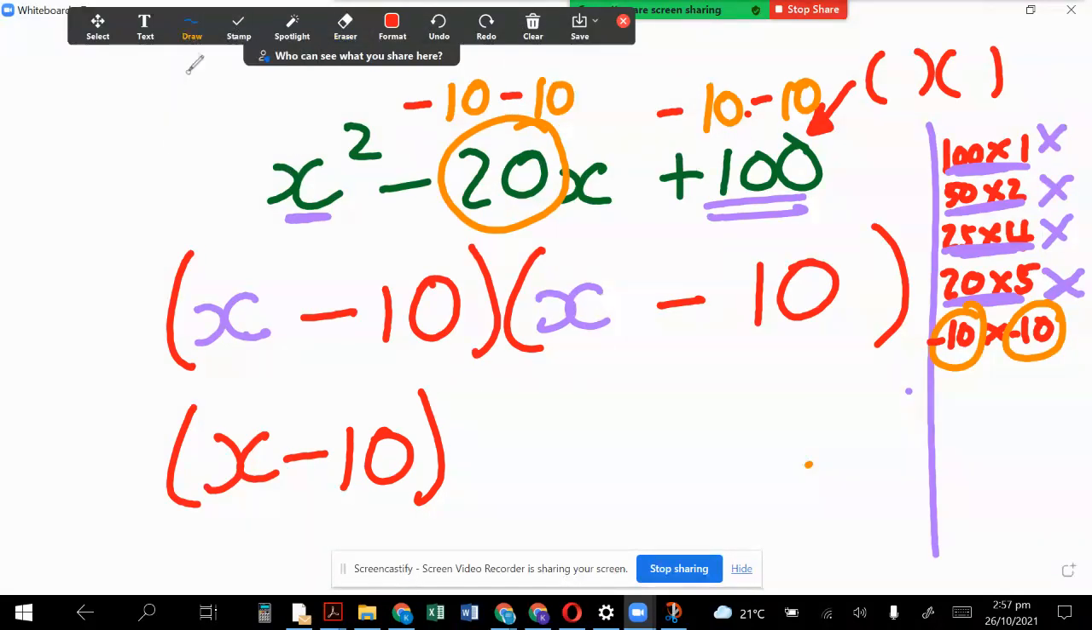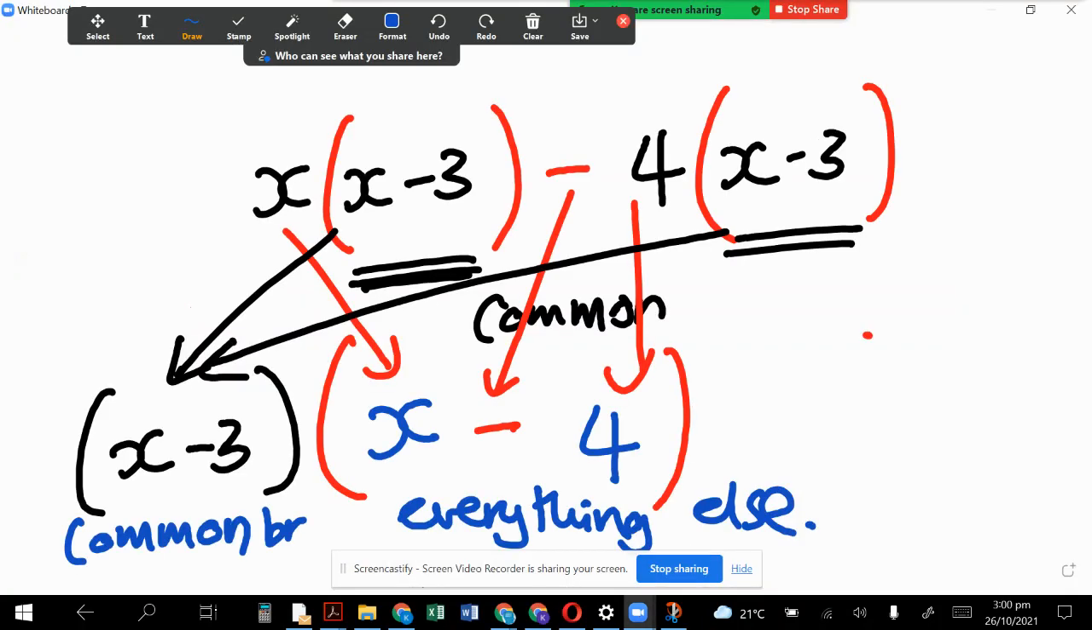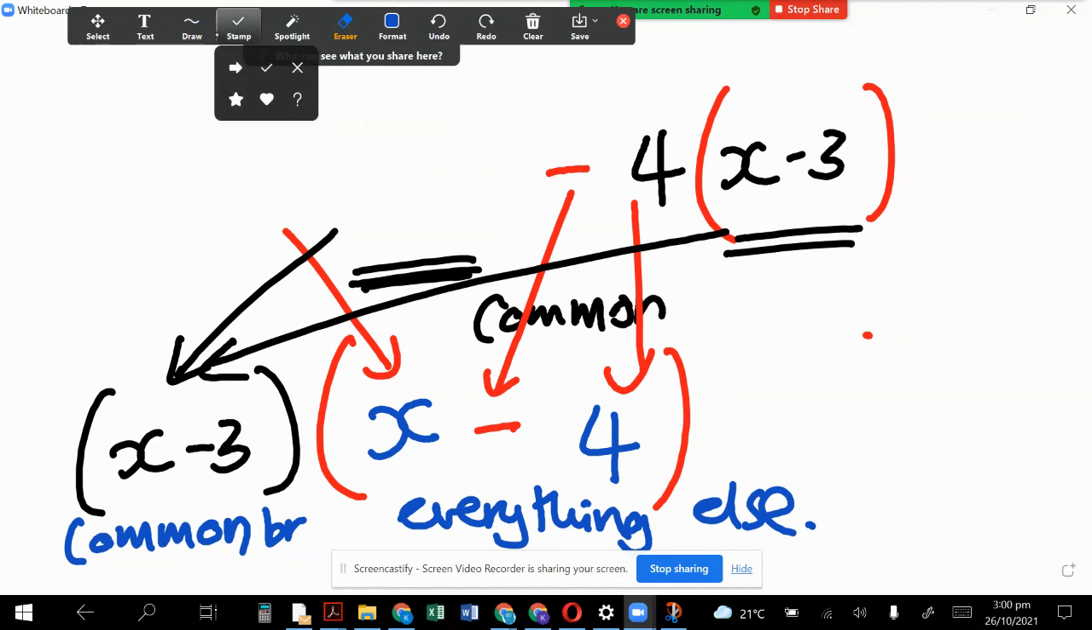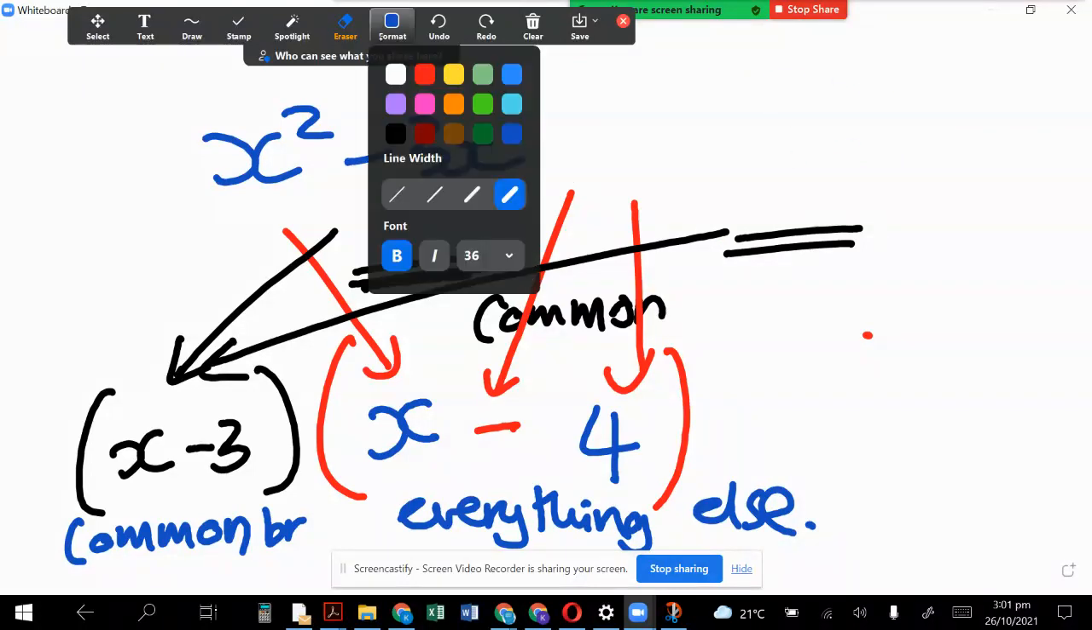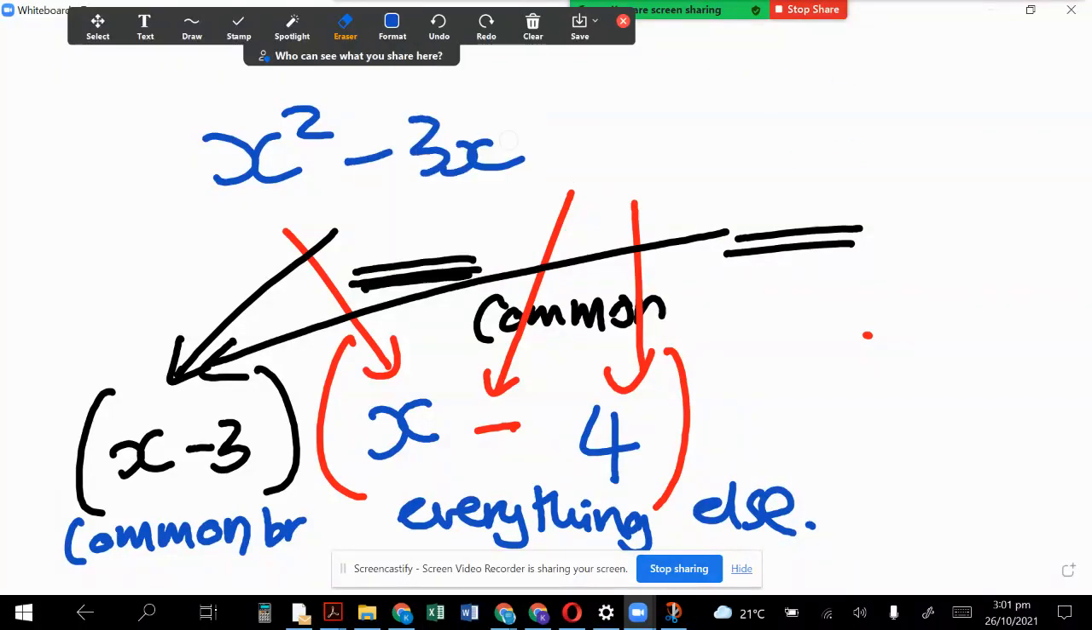All right, next question. Let's do another example like this one. What if this question was slightly different? What if it had x squared minus 3x? Watch how I'm multiplying it in. And this question was also slightly different. It had negative 4x plus 12. And they asked me to factorize this.